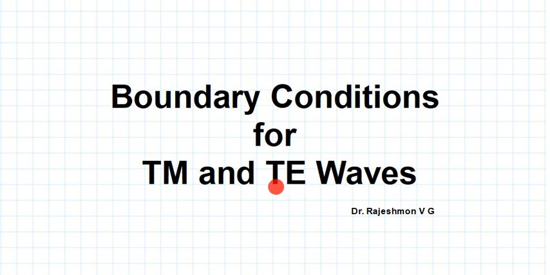For example, in the case of transverse electric waves, the boundary condition is ∂Bz/∂n equal to 0 on the surface. But in the case of transverse magnetic waves, the boundary condition is the Z component of the electric field is equal to 0 on the surface, if you are considering a wave propagating in the Z direction. So why are the boundary conditions for electric field and magnetic field different in the case of TE and TM waves? That was the question. So in order to answer that question, I am doing this video.